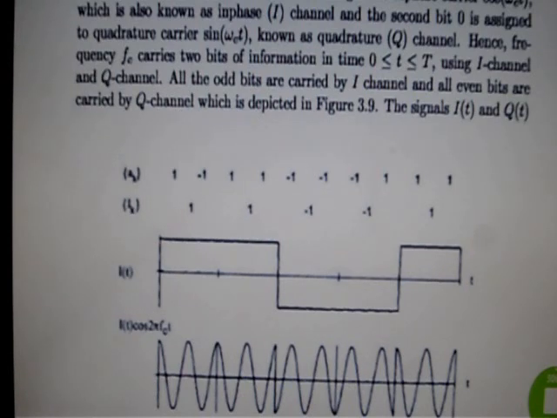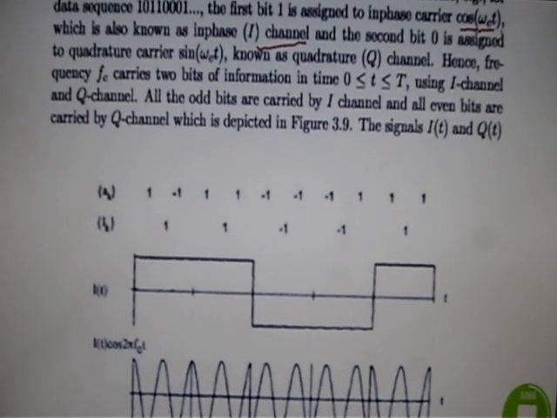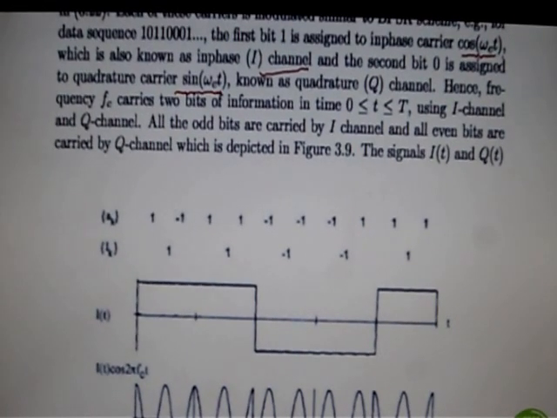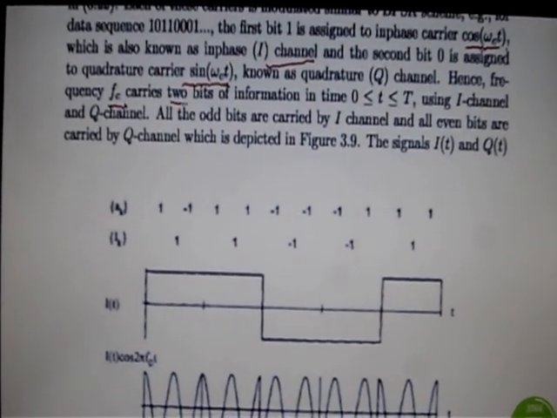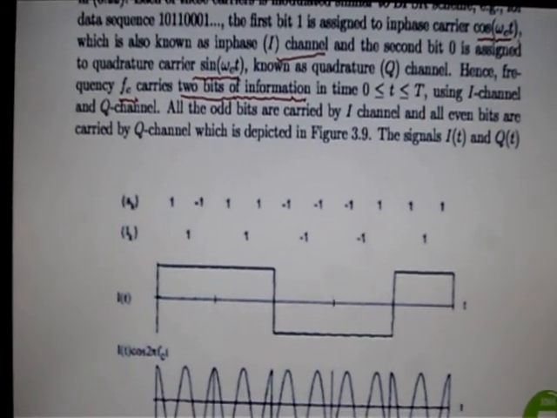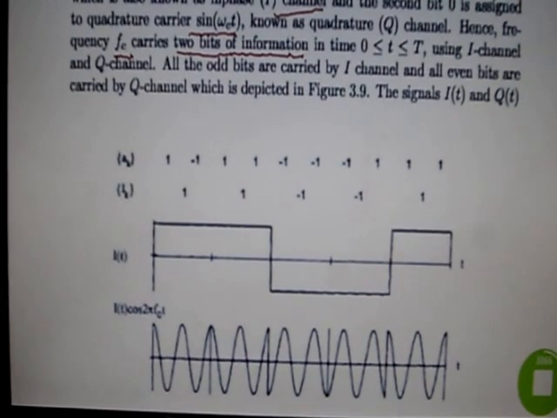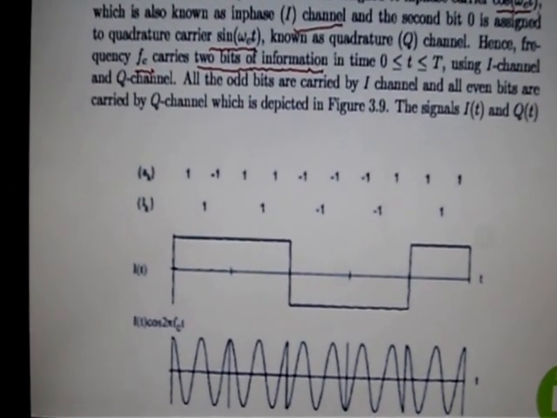Now in this data, let me start from where I left. The first bit 1 is assigned to cos carrier. So the first bit is assigned to cos carrier. The second bit, which is in Q channel, this bit 0 is assigned to quadrature carrier, which is sine of omega c. Now, this information at frequency fc carries 2 bits of information. So it's clear that it carries 2 bits of information using I channel and Q channel. All the odd bits are carried by I channel, and all the even bits are carried by Q channel. So keep this in mind.